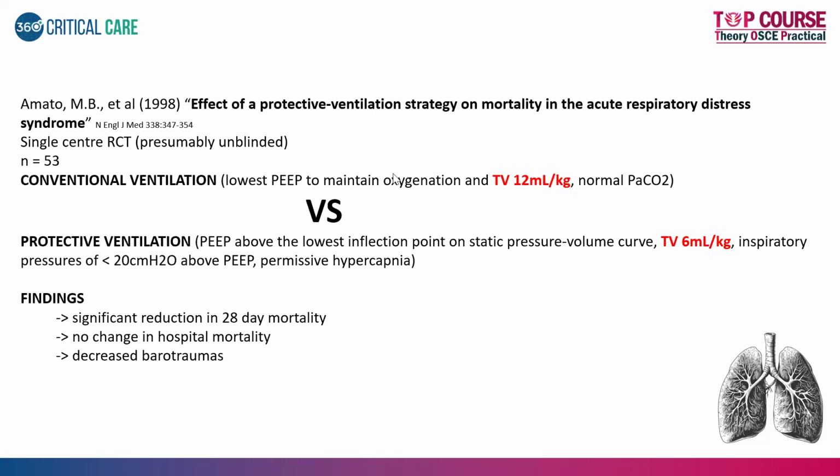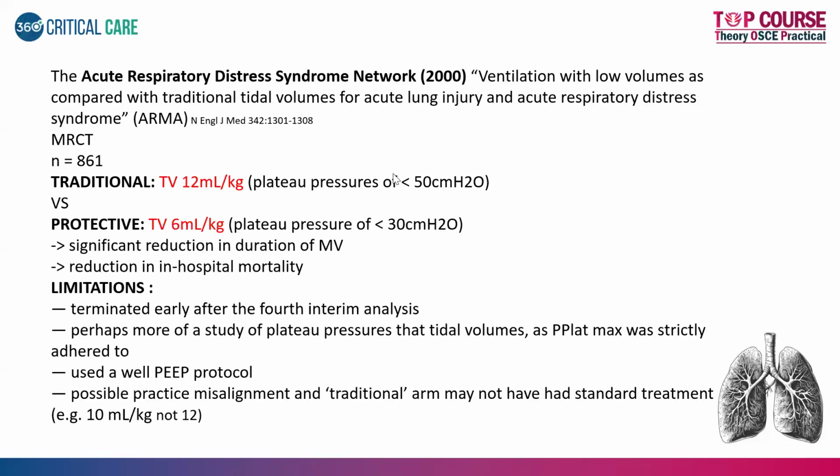Based on this, they went on and did the ARMA trial in the year 2000, and this gave us the clear understanding that the lower tidal volume was the way forward. It used the same criteria as Amato et al. It compared 12 ml per kg predicted body weight with 6 ml per kg. The most important thing is that with the traditional approach, this was the first time there was a mention of plateau pressures.